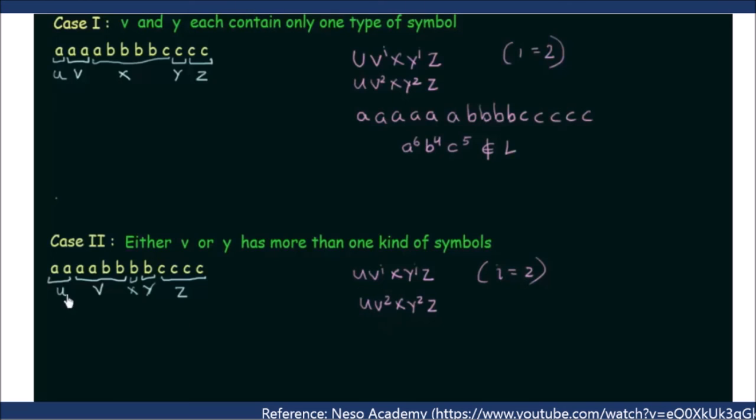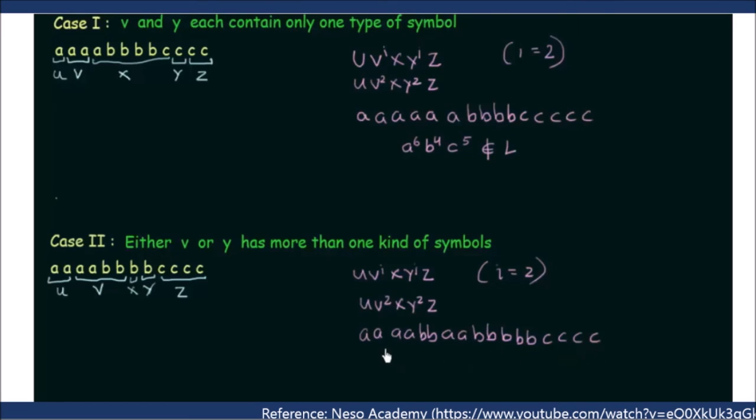Now let's see what will happen. What is my U? U contains two A's. And V squared: V contains A, B, but it is squared, so I have to write this 2 times, A, B, A, B. And then X is just B, and Y squared. Y contains just one B, but since it is squared, I have to write it twice. And Z contains 4 C's, 1, 2, 3, 4. So this is the string I am getting.